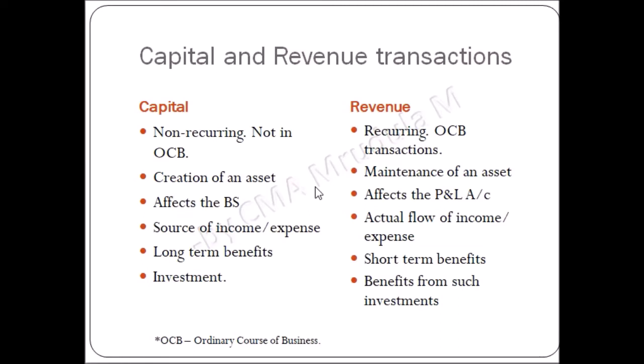Capital items and transactions affect the balance sheet, whereas revenue items and transactions affect the profit and loss account. Capital transactions have long-term benefits, such as purchase of an asset, which gives us benefits for more than 1 year, of course. Revenue transactions have short-term benefits. Say, for example, sale of finished goods gives benefits only for that accounting year, which is why capital transactions are for the purpose of investment, whereas revenue transactions and income denote basically benefits from such investments.